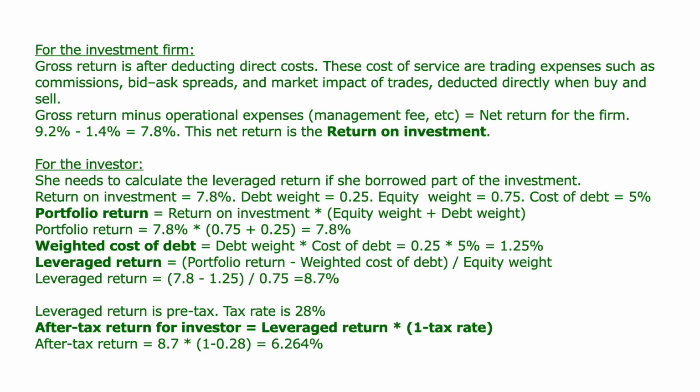Gross return already includes trading costs, so only subtract management or admin fees to get net return. It reflects investment skill after direct trading costs. Net return is what the fund delivers to investors after management fees. Leveraged return is investors' return after borrowing costs. It is pre-tax. After-tax return is investors' final take-home return after taxes.